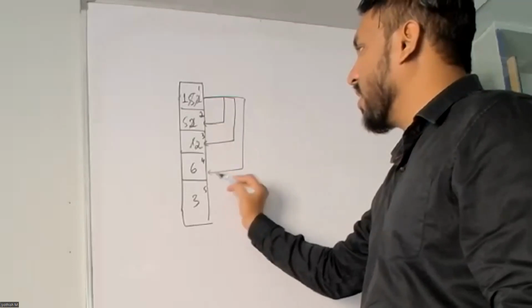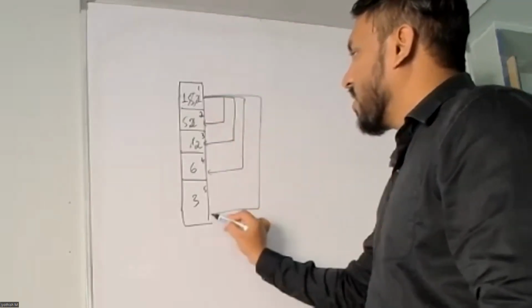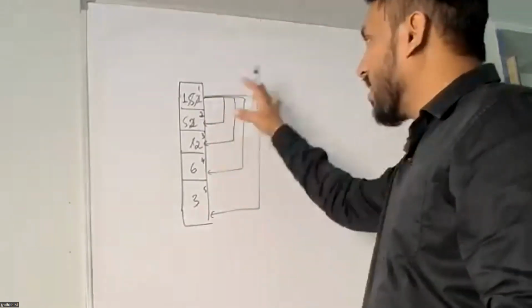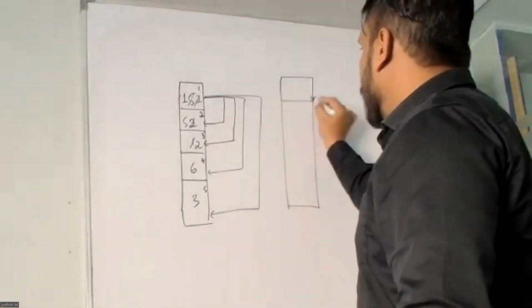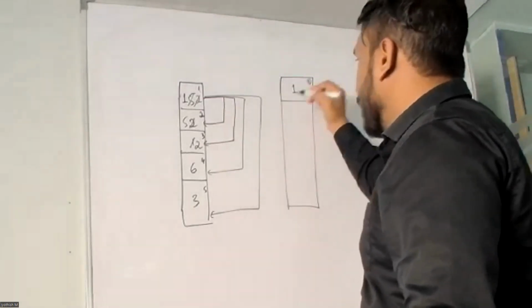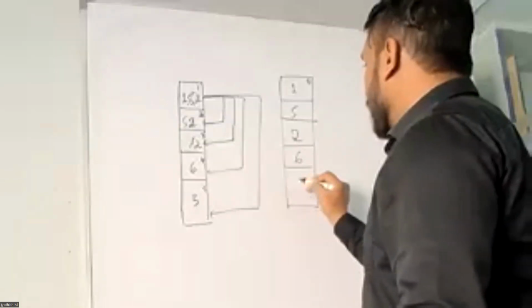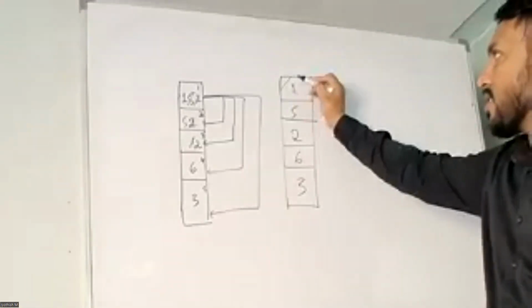Now 1 compare with 6. Do we need to swap? No. Now after the iteration, the array would be like: the first position is held by 1, then 5, 2, 6, 3. Okay, first position is blocked.